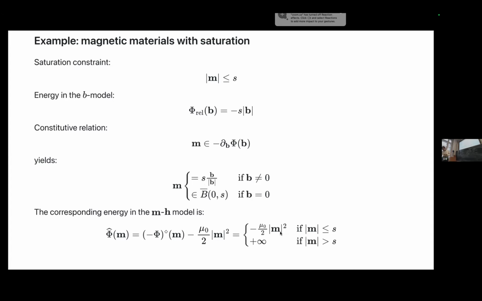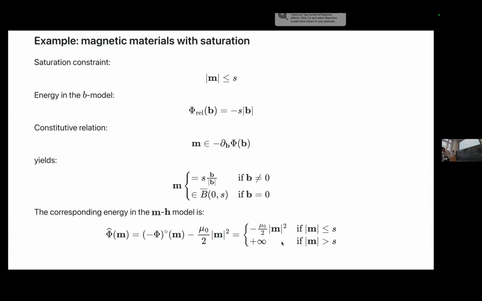And if you compute the energy in the other model, you get essentially a function which is minus mu times a quadratic function if m is smaller than the saturation magnetization, and plus infinity otherwise. And this is non-convex, of course. Again, it's something which is quadratic. I mean, it's concave inside the ball. Well, it's not the unit ball. It's the ball of radius s, and then goes to plus infinity.